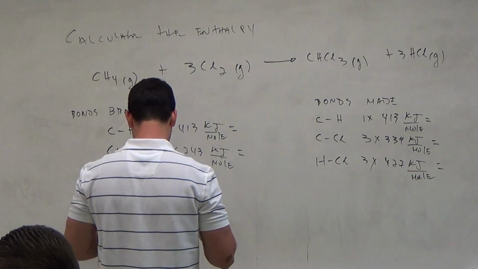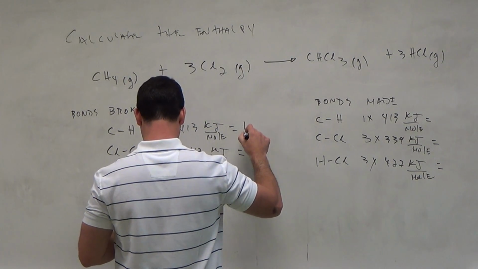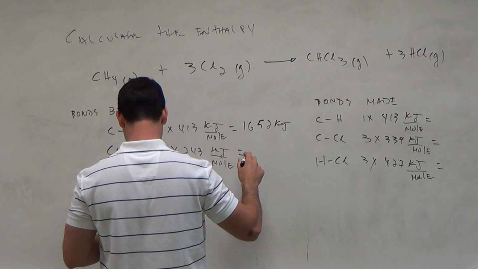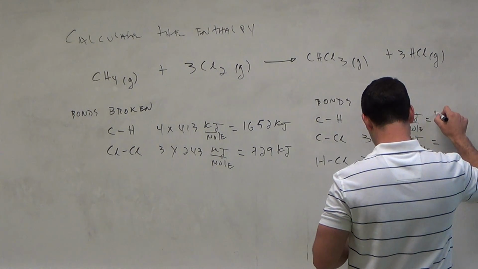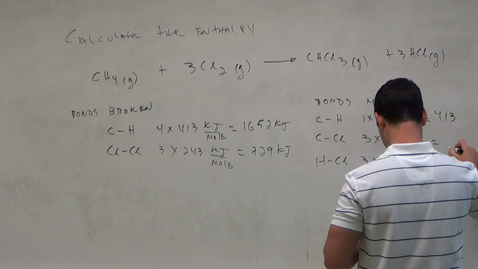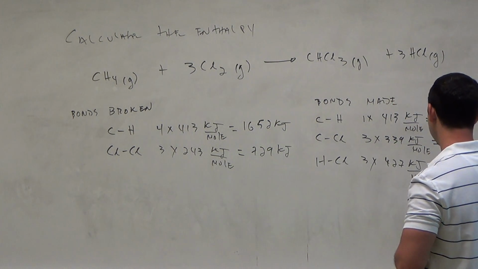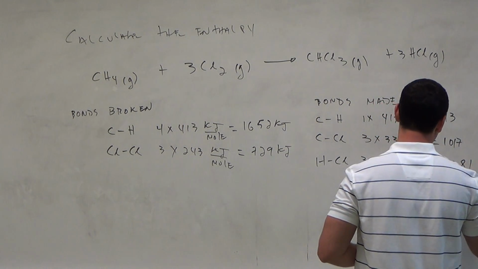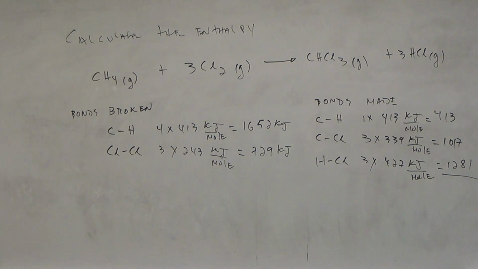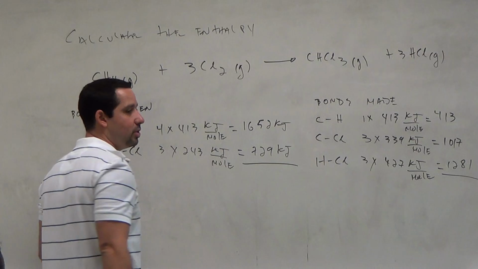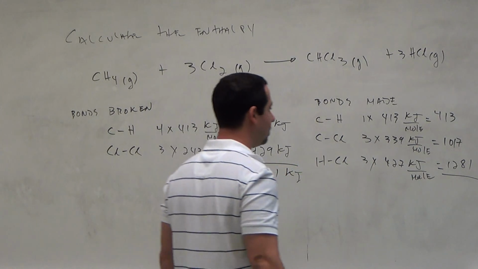So guys, tell me what this number is here. First one, 1652. How much is this? 1652. And this one? 729. How much is this one? 413. This one? 1017. And this one? 1281. You add both of these and you add both of these. How much is this if you add them together? 2381. And this? 2711.